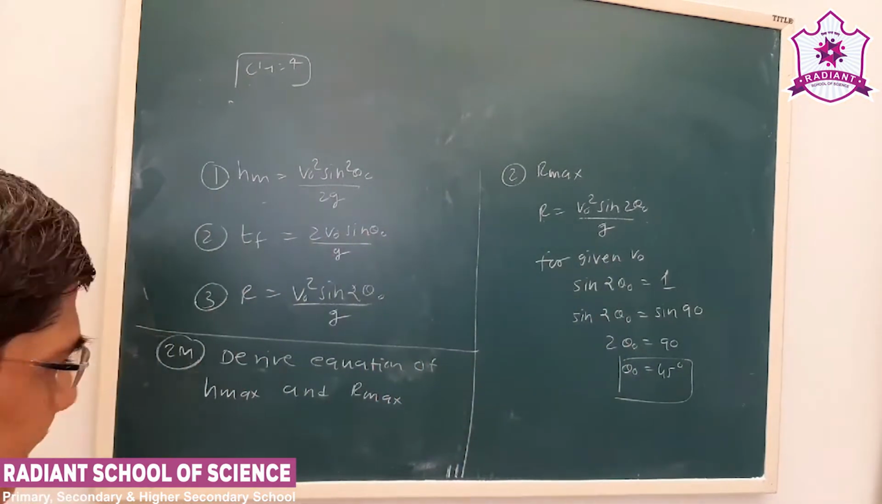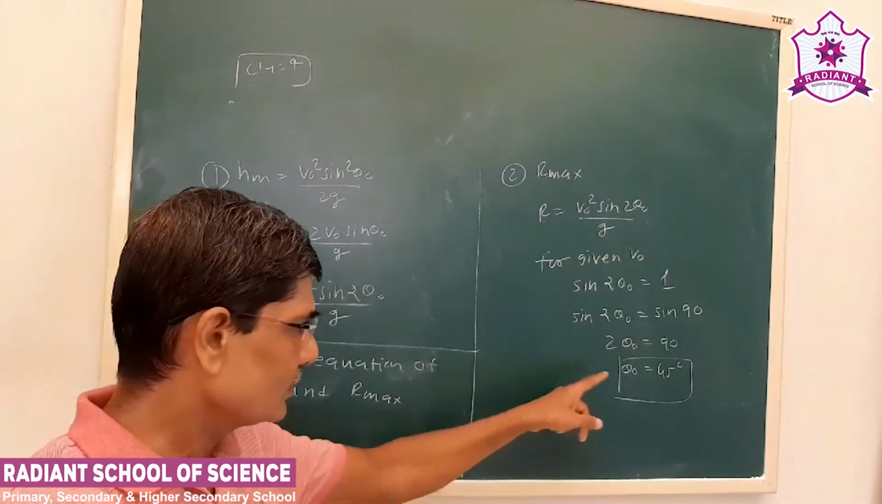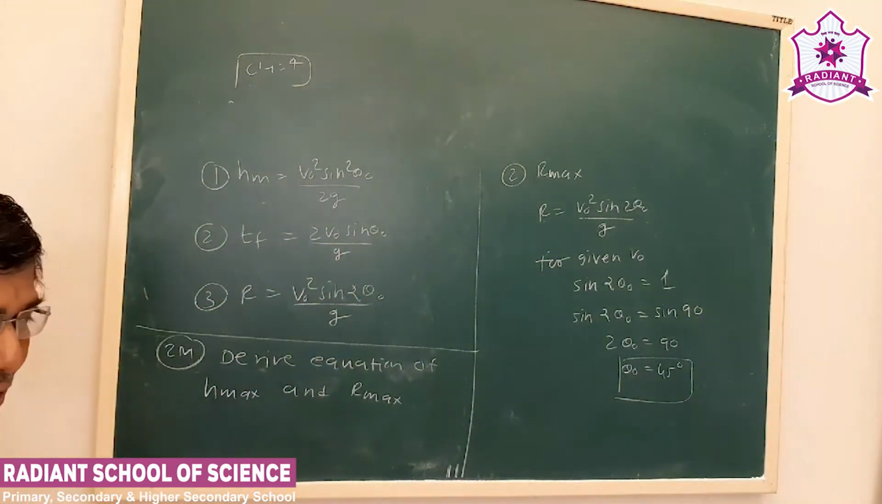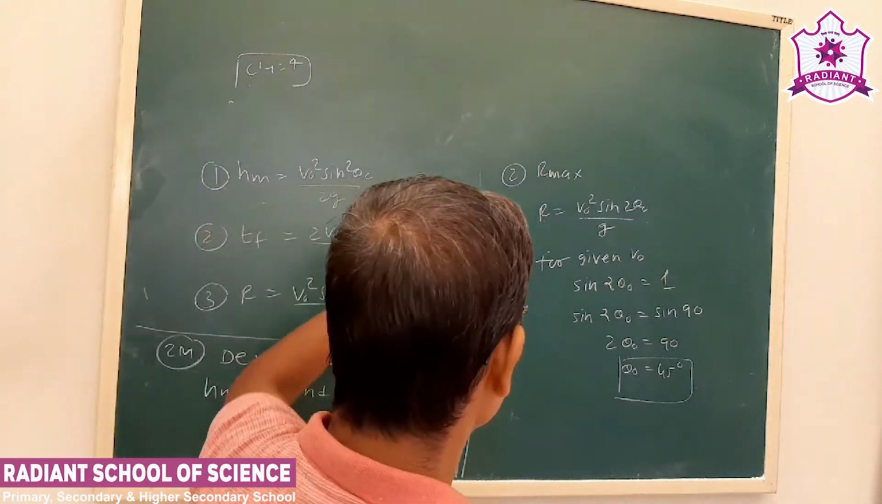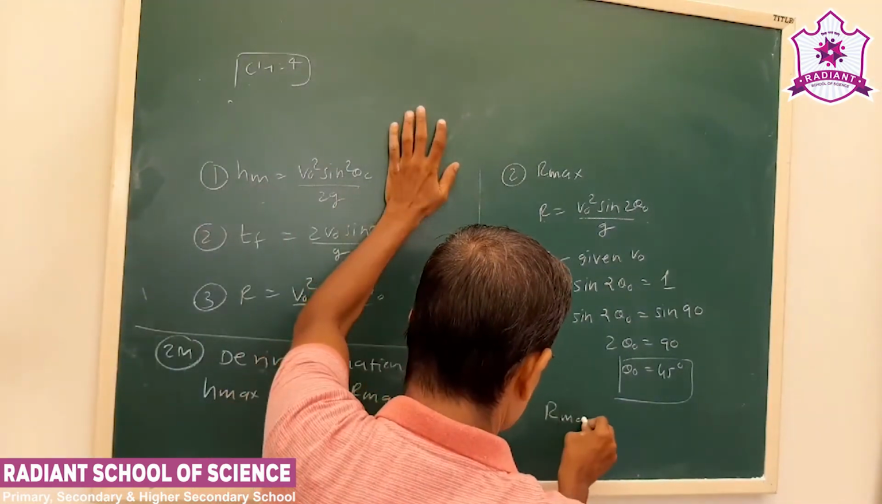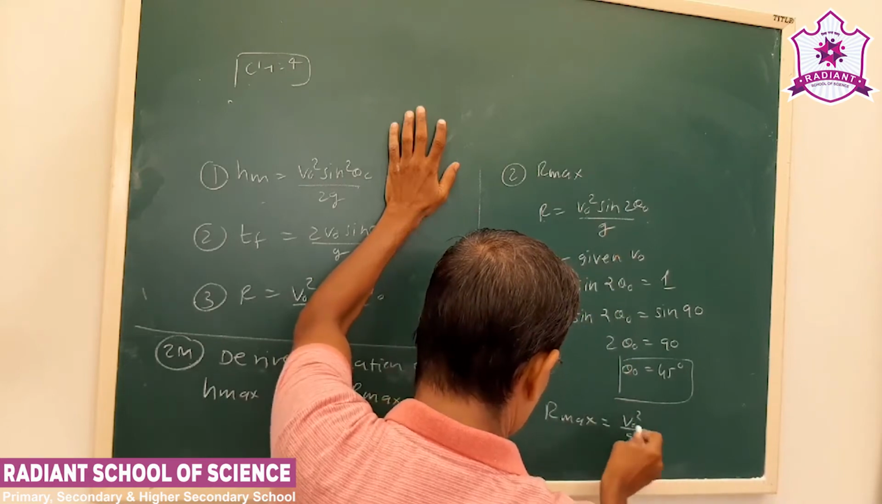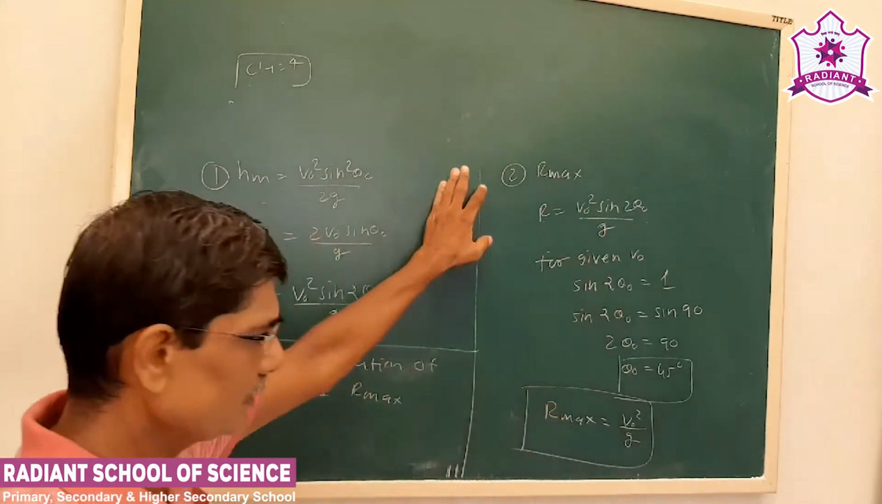So when the angle of projection is 45 degree, we will get the value of R as Rmax. So in that case, our Rmax will be equal to V0 square upon G. Now this is the formula for the Rmax.